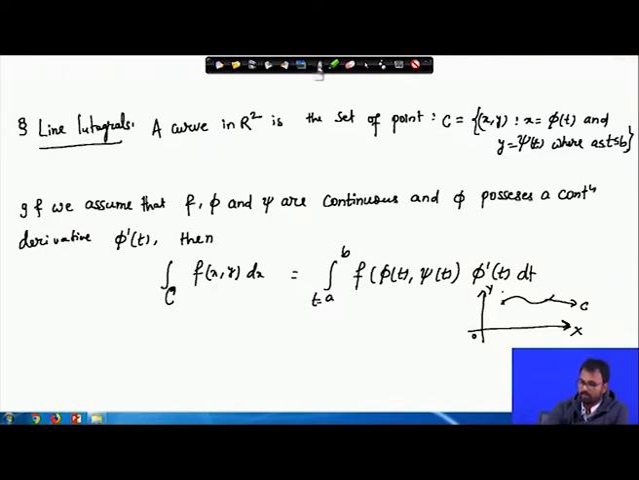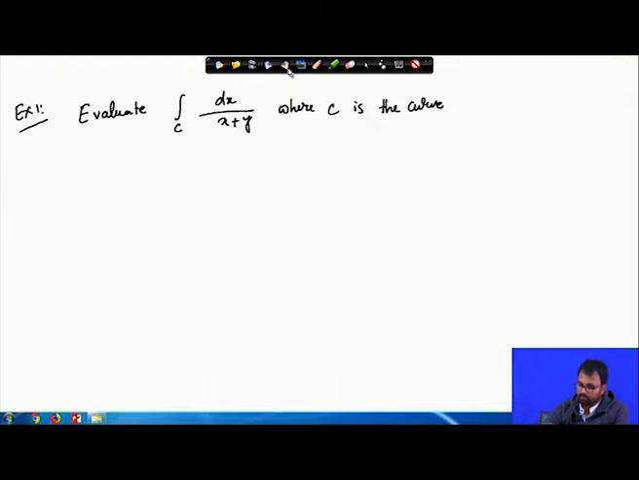So here we will have only dx, and yes, we don't need y actually. So the integral over the curve C of f(x,y) dx is equal to the integral from t running from a to b of this formula here. Now the integral of dx by x plus y, where C is the curve x equals at square and y equals 2at, where 0 is less than t less than 2.